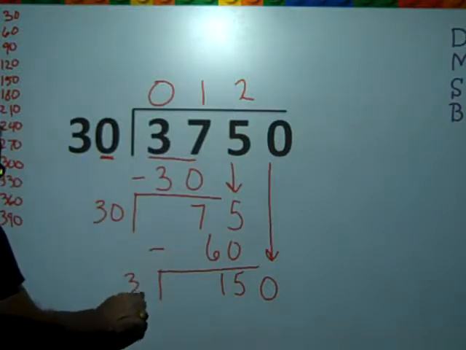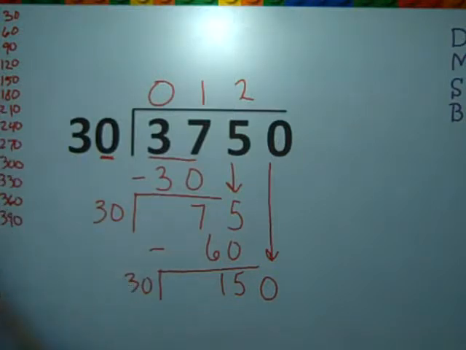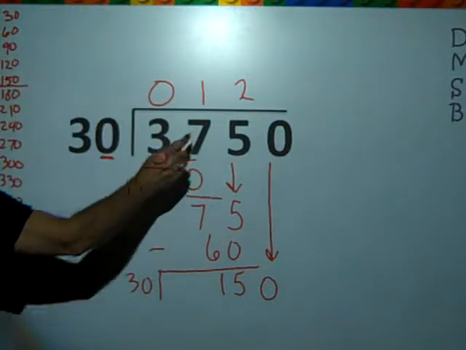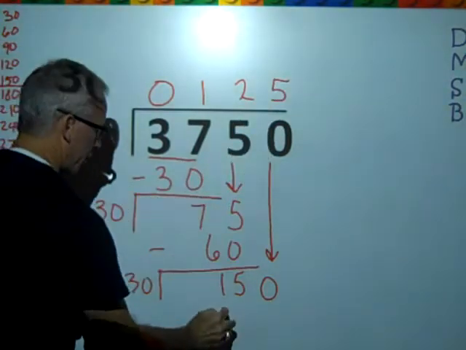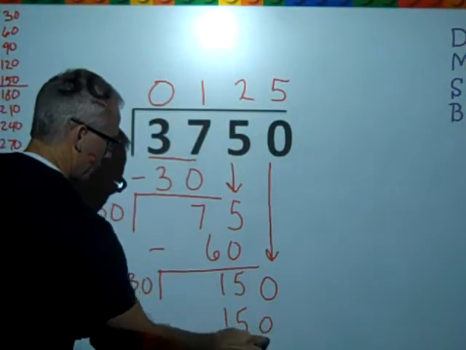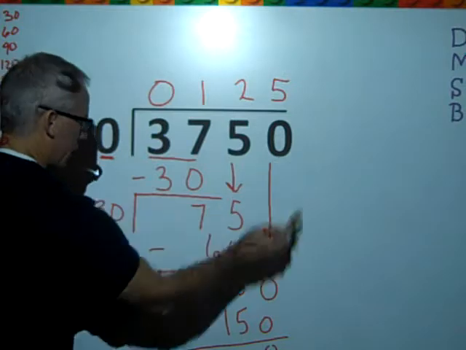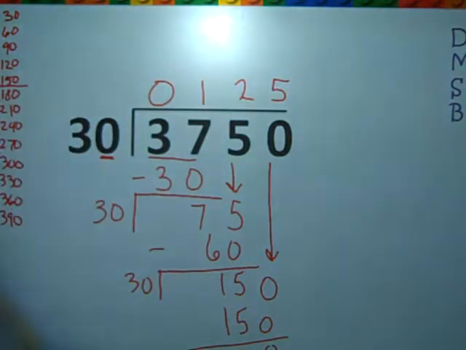Now how many groups of 30 can I make from 150? Rewrite my divisor. 30 goes into 150. Look at my list, there's 150 right there. So 1, 2, 3, 4, 5 times. Gives me 150. Nothing else to bring down. 0 is less than my divisor, so I am done.